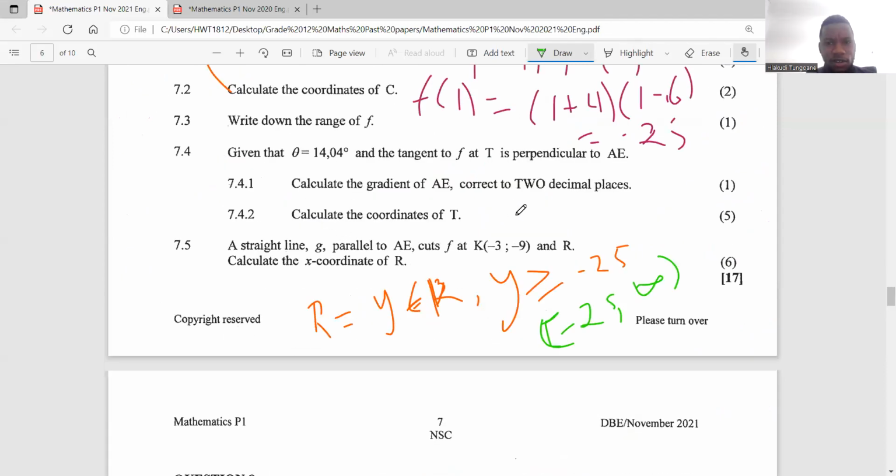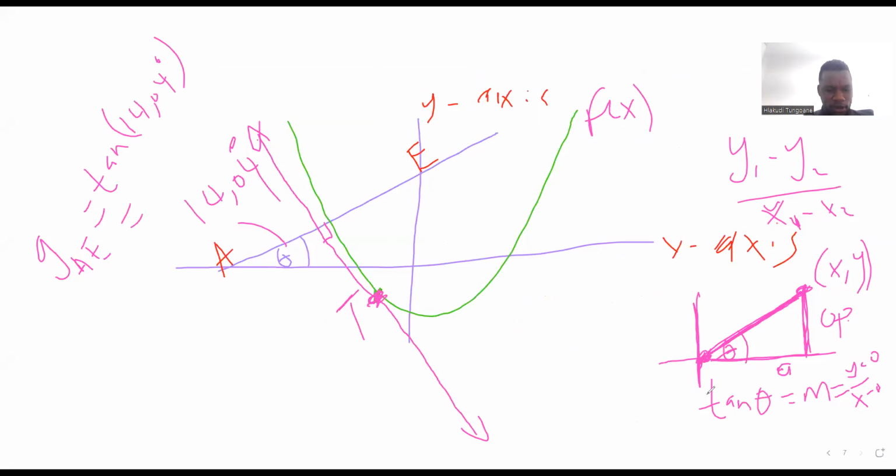Yeah, to 2 decimal places. Okay. So yeah, that gradient is going to be tan of 14.04. Yeah, the gradient is 0.25.